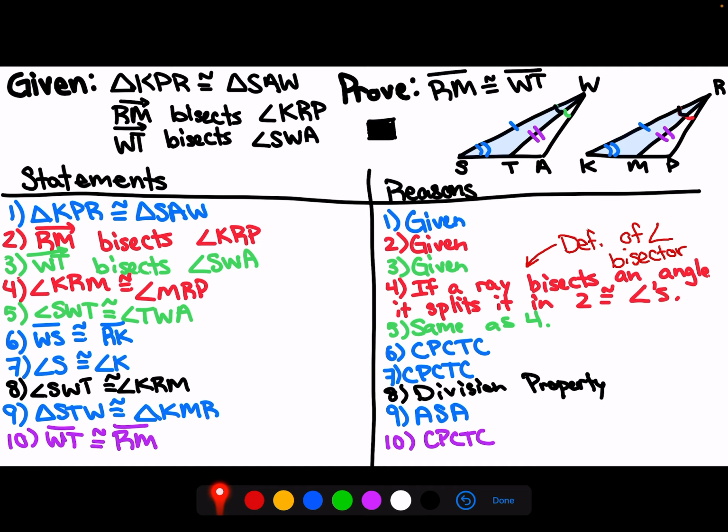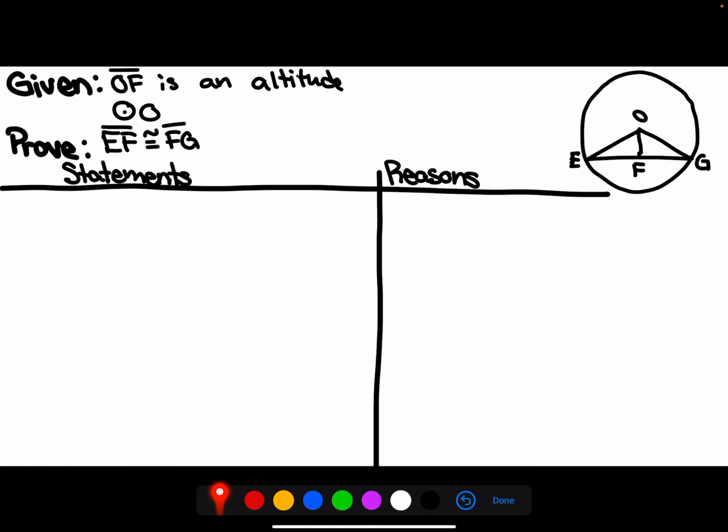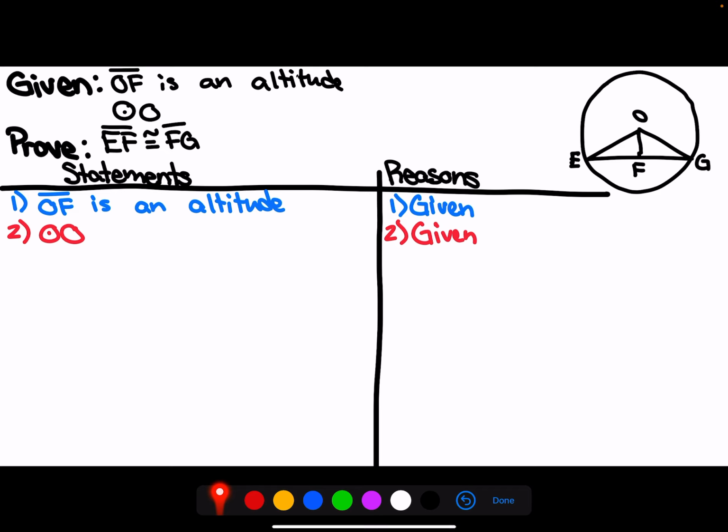All right, our last proof of the day. Given that OF is an altitude and we have circle O, we want to prove that segment EF is congruent to segment FG. Of course, pause the video if you need to try this one out, and we can go through it together. So for this one, we first start by writing out our givens. So I have OF is an altitude, that's given, and circle O, that's also given.